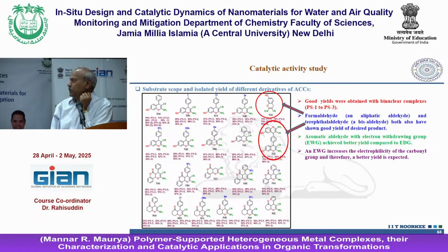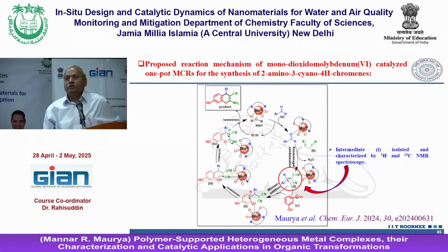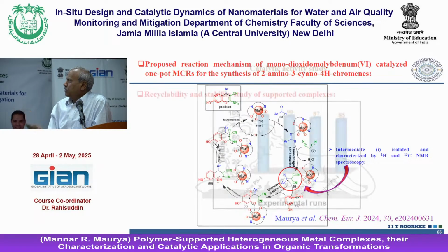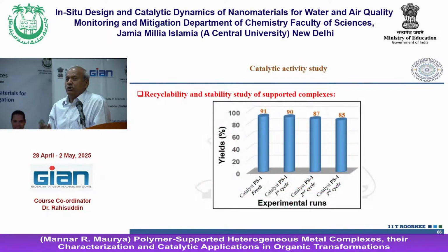Now, through different studies, we were able to propose this mechanism, because this way we have also tried to isolate intermediates to propose this catalytic cycle. Okay. Now look at this 91 to 85, where we are using it continuously without removing the catalyst from the reaction mixture. Only filtering out the catalyst, filtering out the products from there and reusing it right there. Okay.